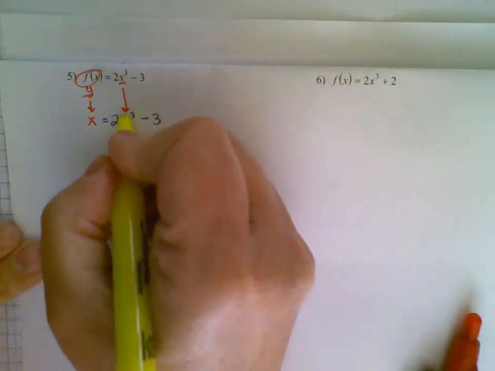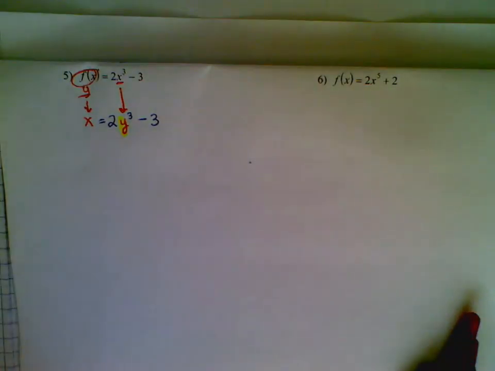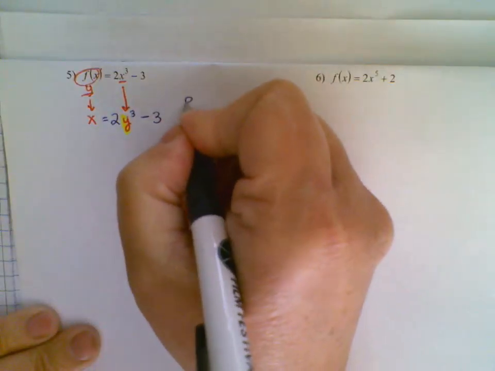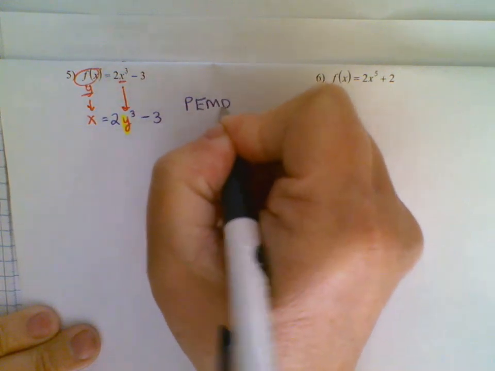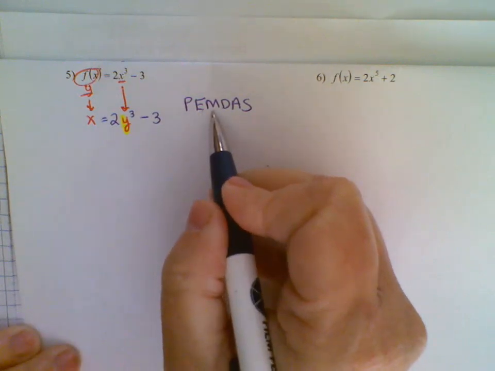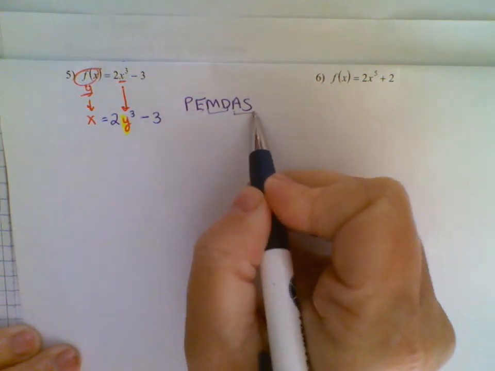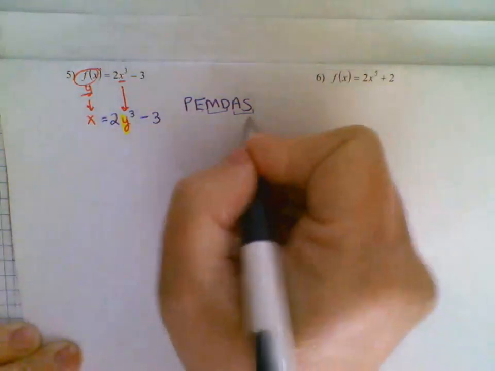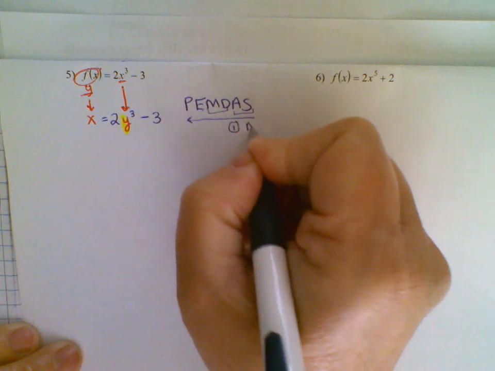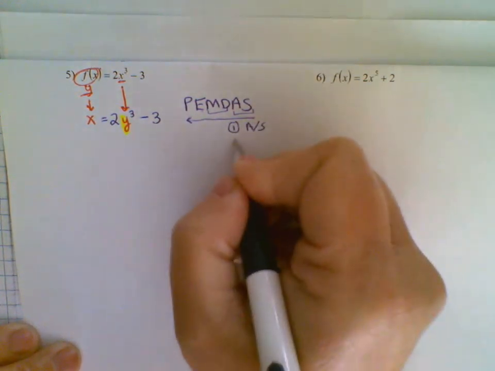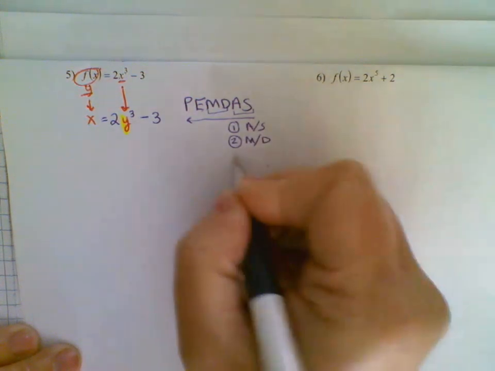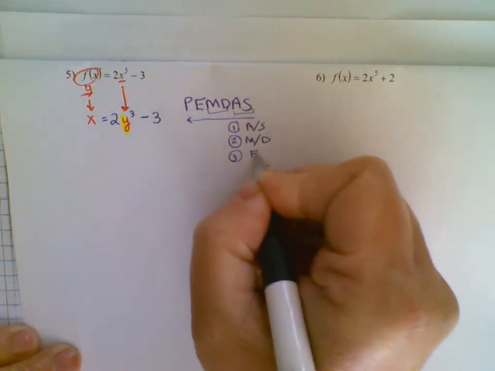And then I want to solve for y. So I need to just start peeling things off. If you remember your order of operations, PEMDAS: parentheses, exponents, multiplication and division, and addition and subtraction. When you're solving, you go in reverse. So we're going to do addition, subtraction first, then any multiplication, division, then any exponents.